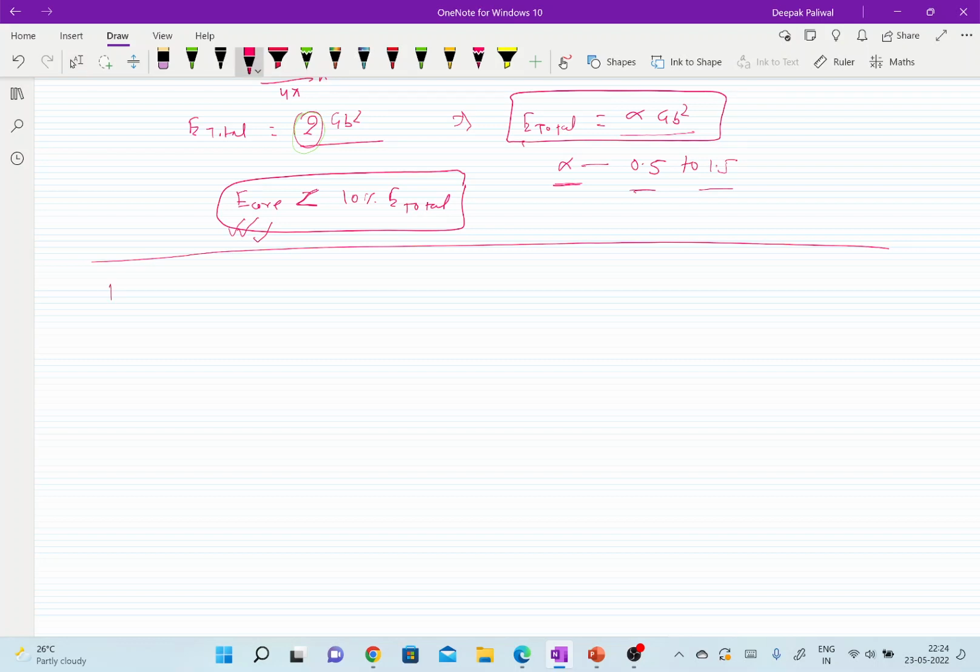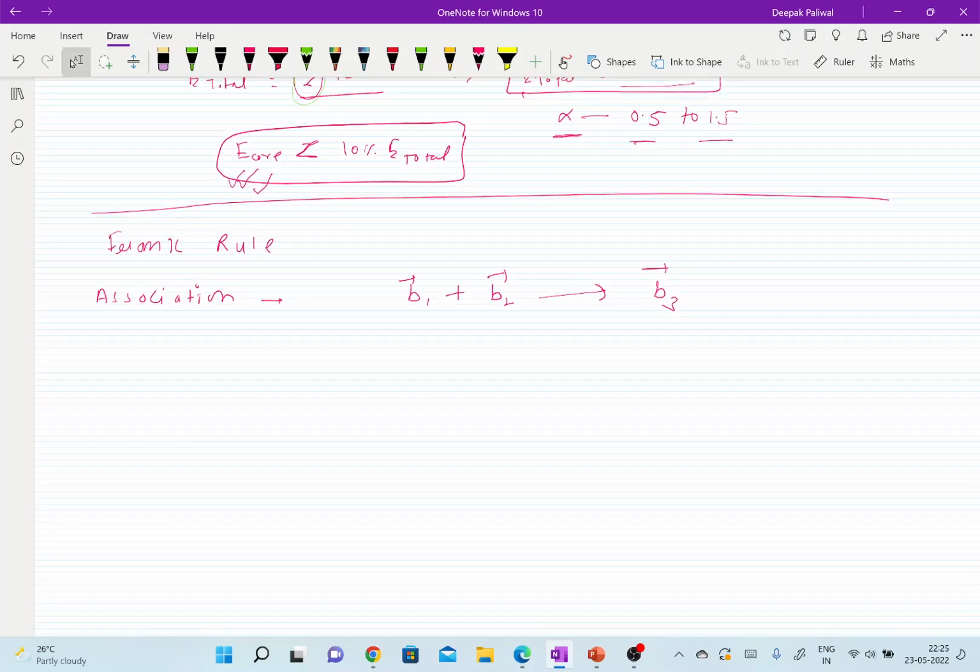So the very first rule is the Frank rule. Suppose the association, as the name suggests, two dislocations with the Burgers vectors b1 and b2 combine and form another dislocation with the Burgers vector b3. So when this kind of association is possible, it is governed by the Frank rule.